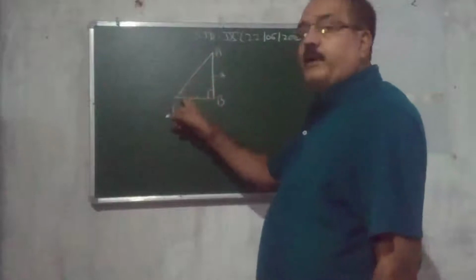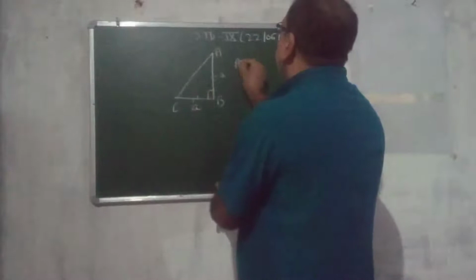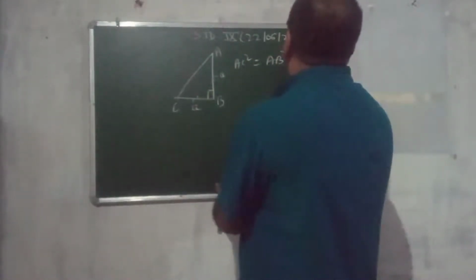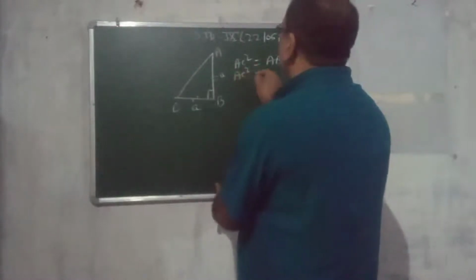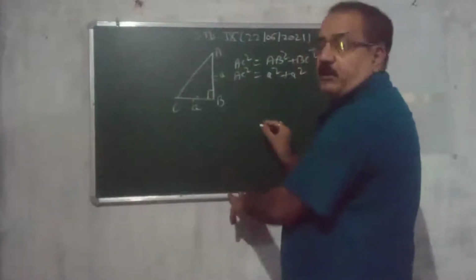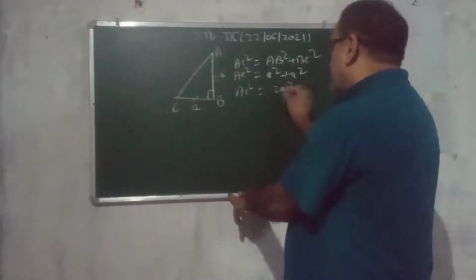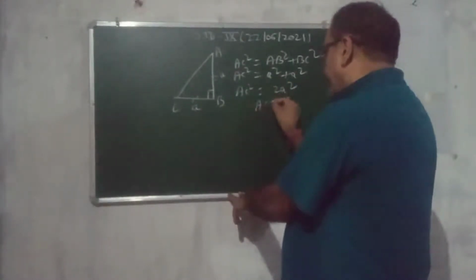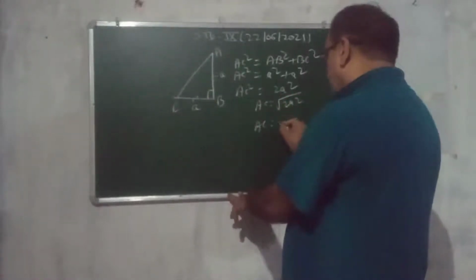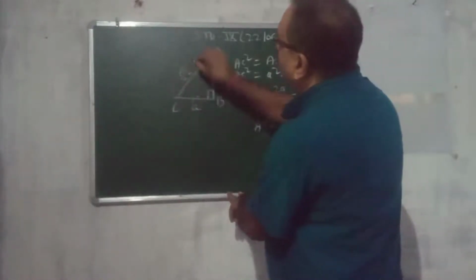We can find the value of the hypotenuse by using the Pythagoras theorem. AC square is equal to AB square plus BC square. AC square is A square plus A square. This is the Pythagoras theorem. So AC square is 2A square, so AC is equal to root over 2A square, which is root 2A. So the hypotenuse value is root 2A.